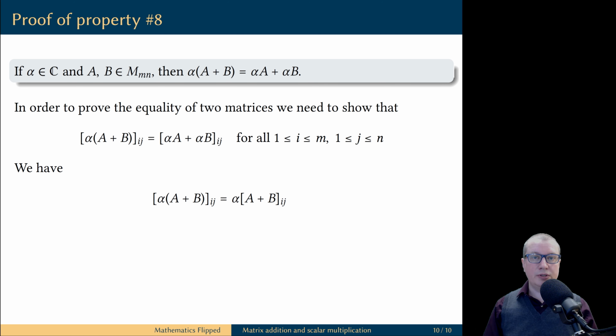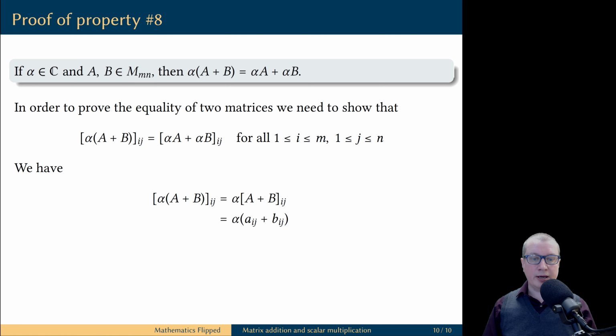First, we are going to use the definition of the operation of scalar multiplication to see that the entry in position ij of a scalar multiple of the matrix A plus B by scalar alpha is equal to the entry in position ij of the matrix A plus B multiplied by the scalar alpha. In the second step, we use the definition of matrix addition. The entry in position ij of the matrix A plus B is the entry of the matrix A in position ij plus the entry of the matrix B in position ij.